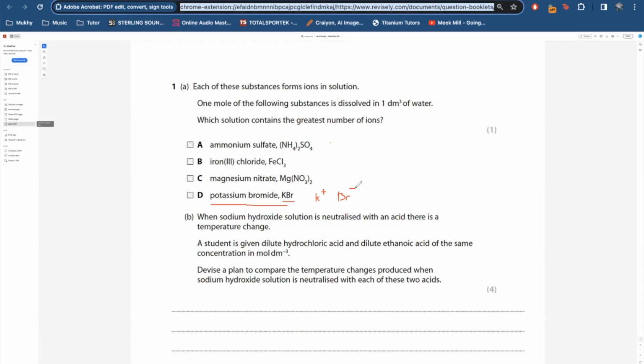And to form KBr, we call this the swap and drop. Have you heard it before? No. All right, okay. For every one positive, there's one negative, so it just becomes KBr. I'll use the swap and drop in a later example, but for this to form KBr, we only need one potassium and one bromine, therefore there are only two ions.